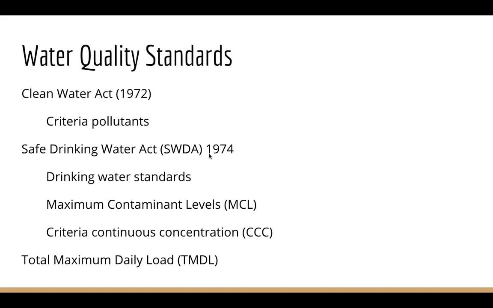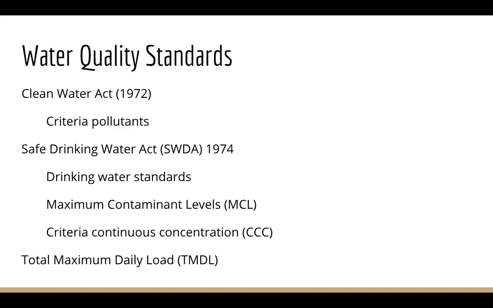The Safe Drinking Water Act from 1974 looks specifically at drinking water standards. And it actually sets the national standards for safe drinking water. And these national standards for safe drinking water are designated as maximum contaminant levels. To give you an idea of what these maximum contaminant levels would be, like arsenic is going to be 10 micrograms per liter, which is pretty low. So the Safe Drinking Water Act sets much more rigorous standards for the contaminant levels than the Clean Water Act because we're actually taking it in.